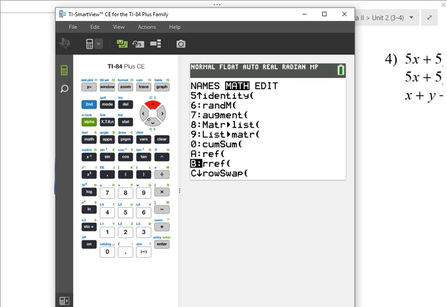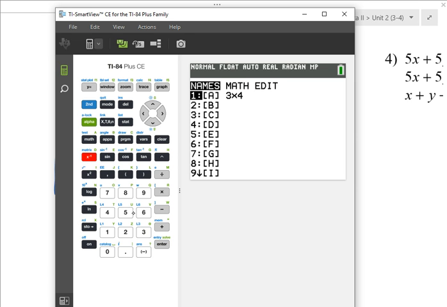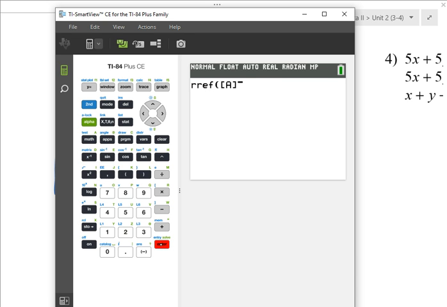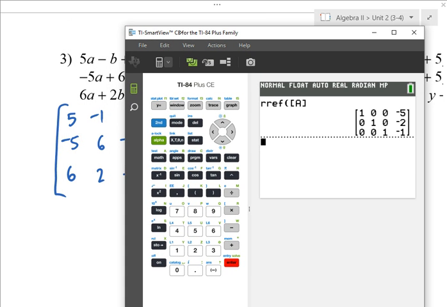RREF stands for, anyone guess? Reduced row echelon form. Okay? Reduced row echelon form, so we select that. And now we need to select the correct matrix, so we go back to the matrix menu and select matrix A. Press enter. So now it says RREF of matrix A. Press enter. And it did all the work for us and put our matrix in reduced row echelon form. God bless modern technology.